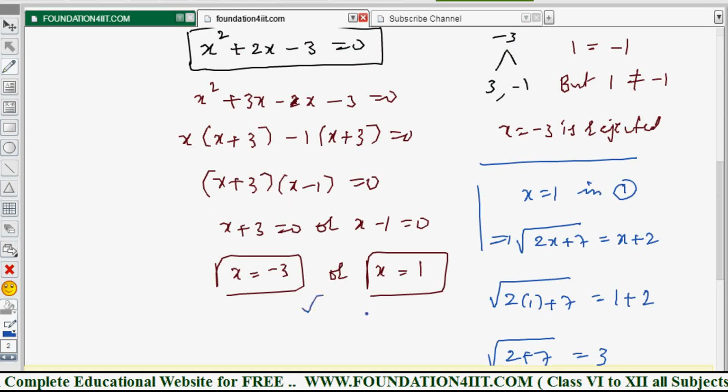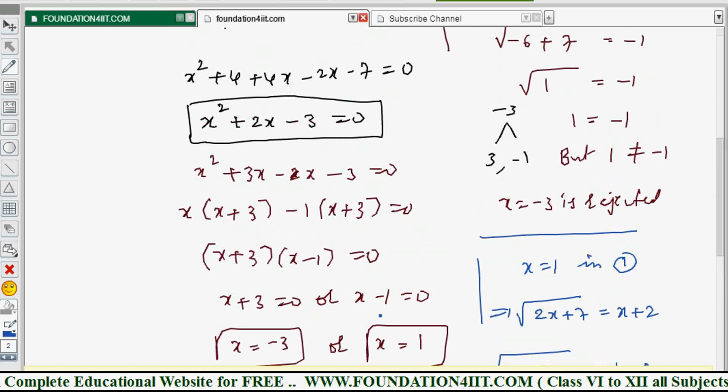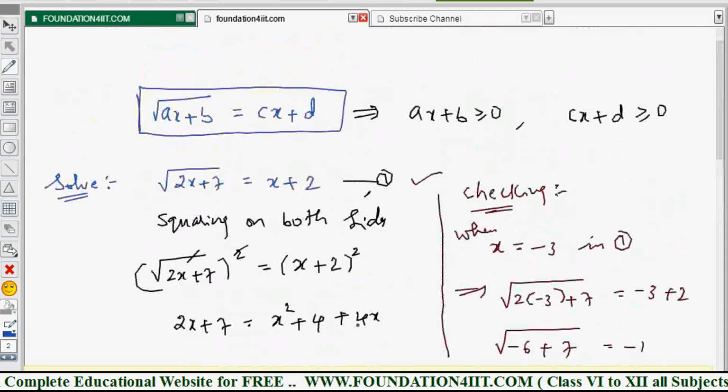So once you get the values, you don't stop the problem. If any question is in this order, where one side is a square root and one side there is no square root, then by checking we need to confirm. Whichever is an extraneous value, we should reject it, right? So this method you can follow.